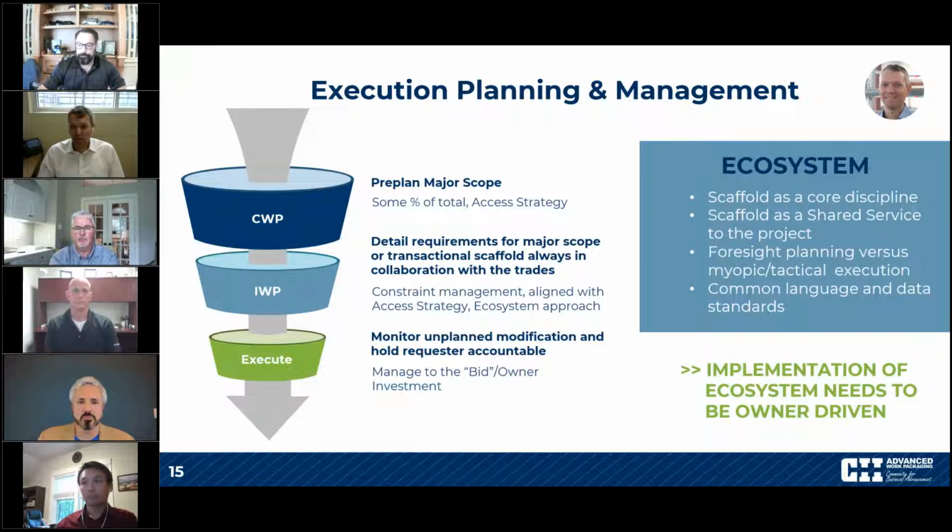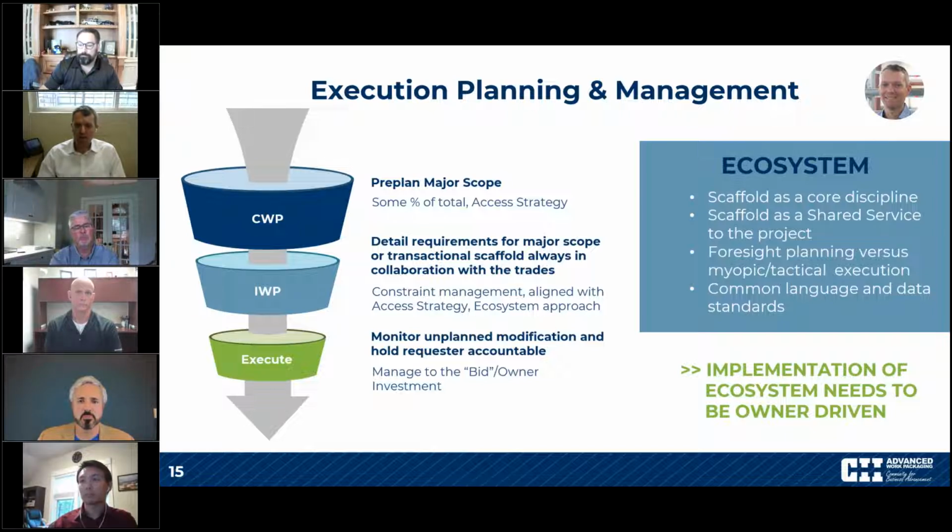Last but not least, very important, we think it needs to be owner driven because it's somewhat of a cultural change. As Rick mentioned, rather than each trade by themselves, somebody needs to make sure that from now on, everybody collaborates in terms of access and scaffold, and that might be a different mentality or cultural change for the project. So the owners need to be involved. They cannot just leave it up to the GC or the EPC or the individual trades.